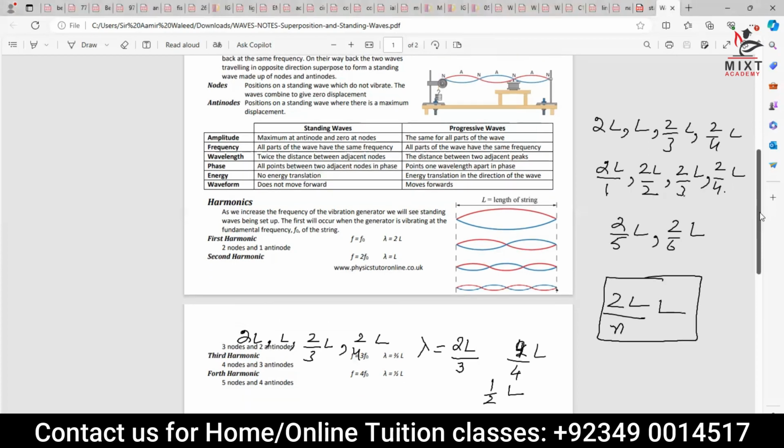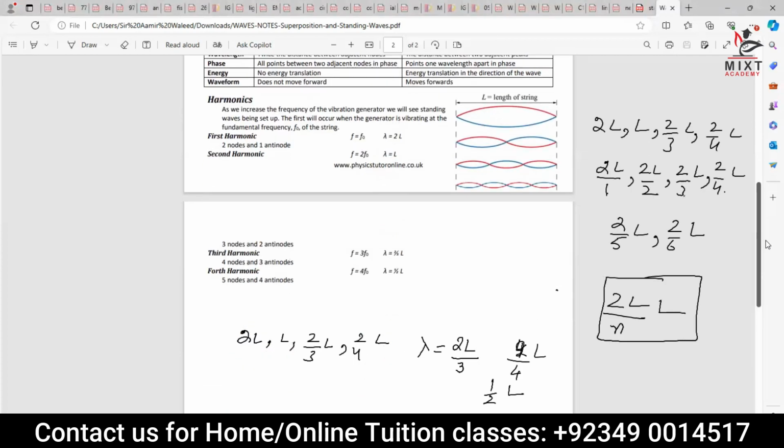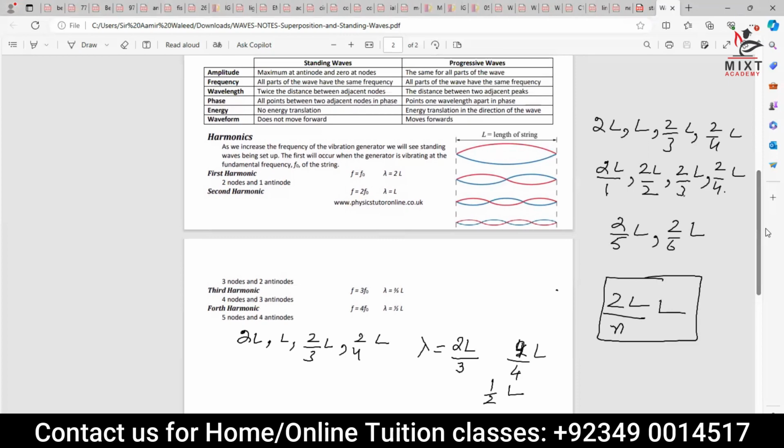Sir, I'm confused in the fourth harmonic. What is the confusion? Tell me. So the red one completes a full wave by the third loop, and the blue one does too. So there's an extra loop at the end.